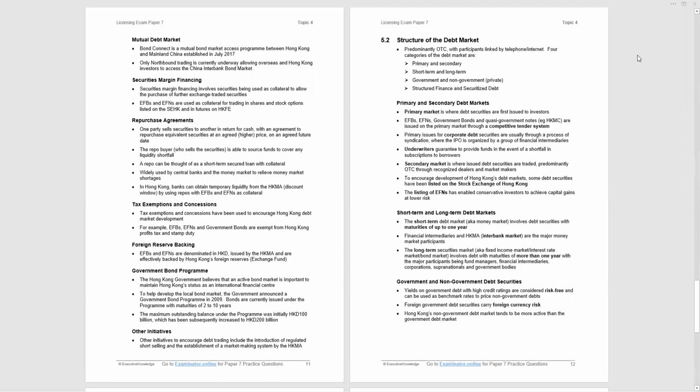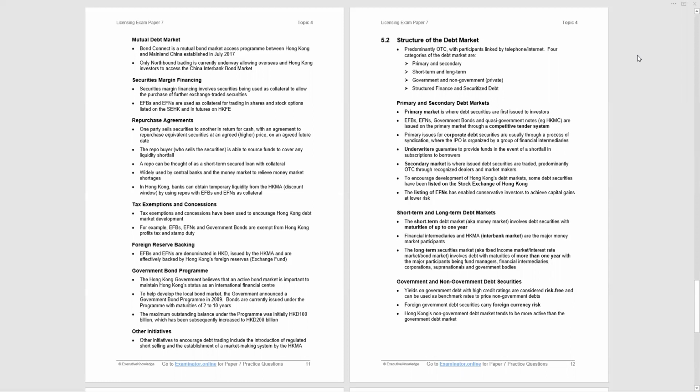This is often done for bank liquidity with the Hong Kong Monetary Authority. So a bank will sell securities to the Hong Kong Monetary Authority at the end of one day and then buy them back the following day at a higher price. It is providing the bank with liquidity, and that higher price reflects an interest element of the payment.